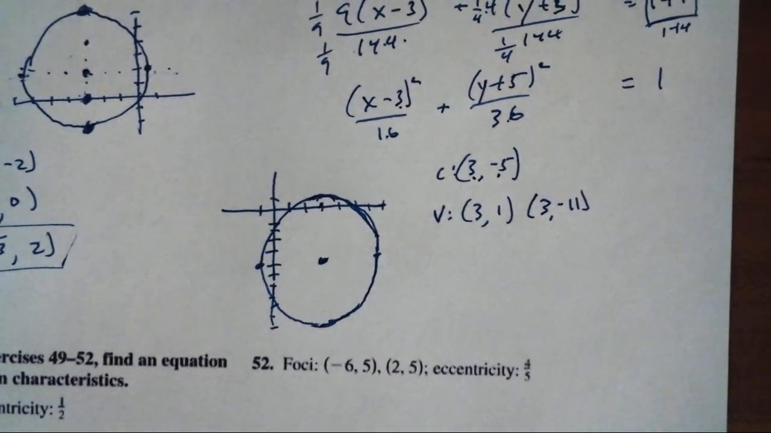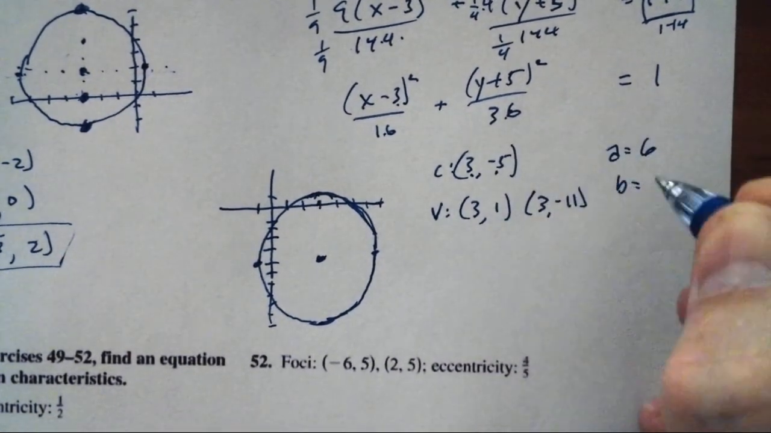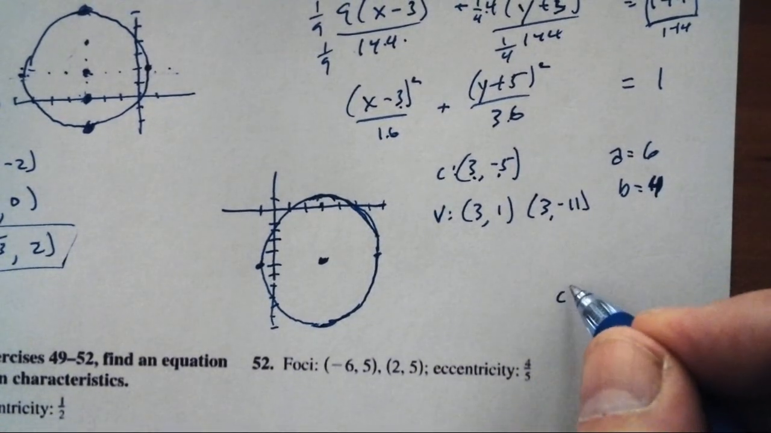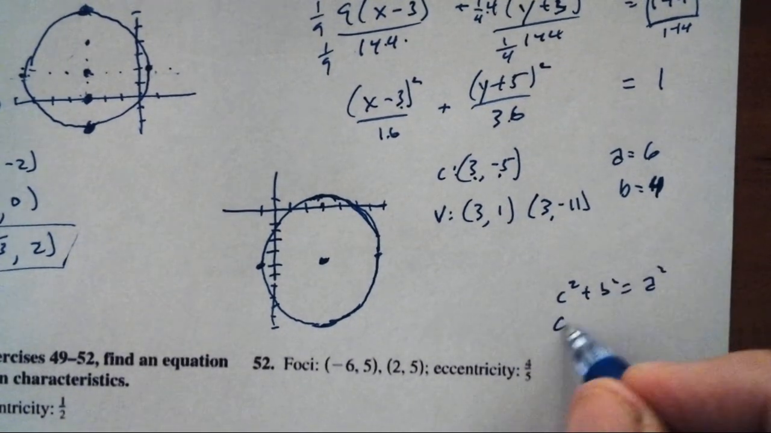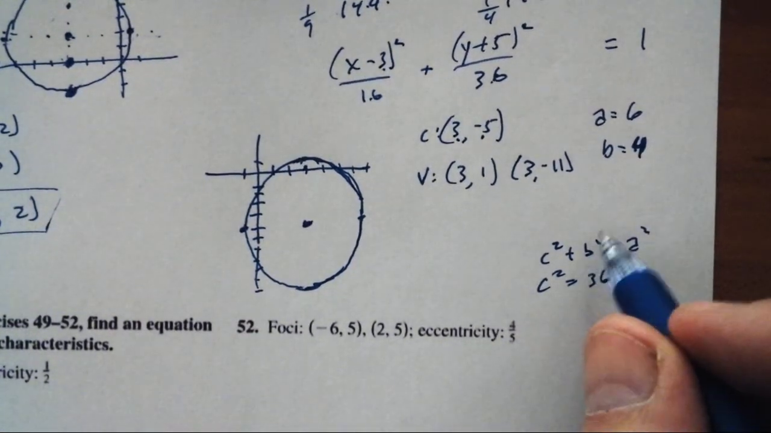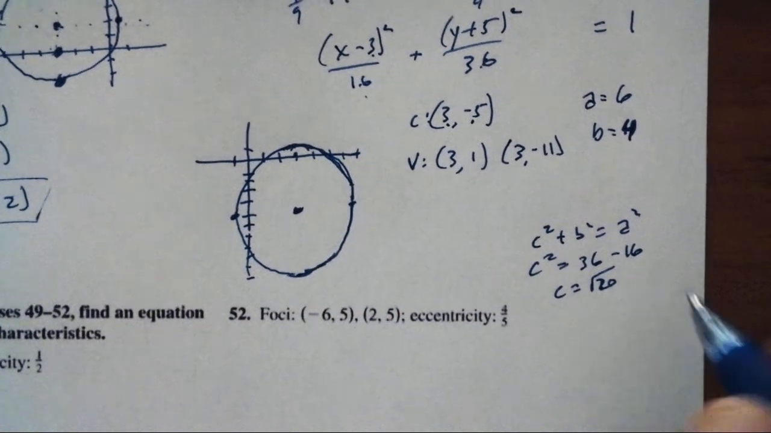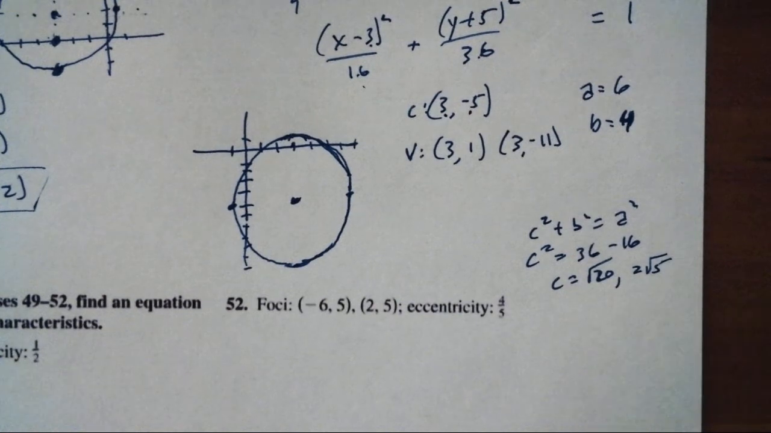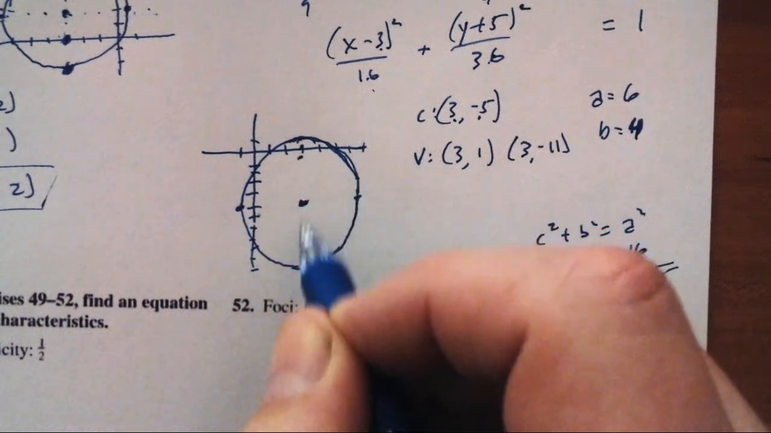Eccentricity, C on A. I need C. What do I know so far? I've got A is, I learned, 6. B is 4. And I know that C squared plus B squared equals A squared, or C squared equals 36 minus B squared, 16. So I get C is square root of 20, or pull out a 4, 2 root 5. So square root of 20 is between 4 and 5.